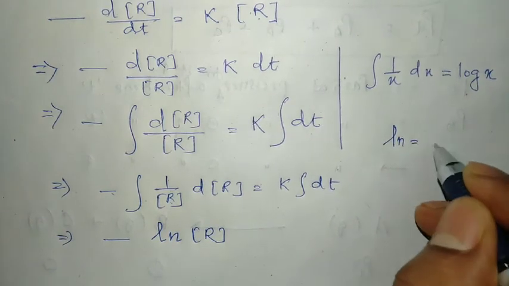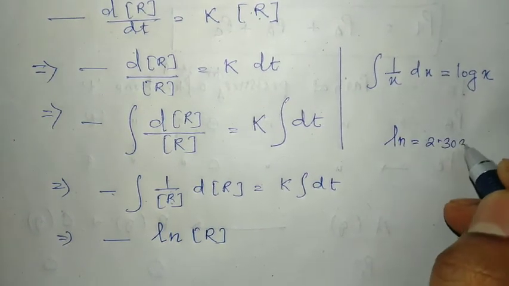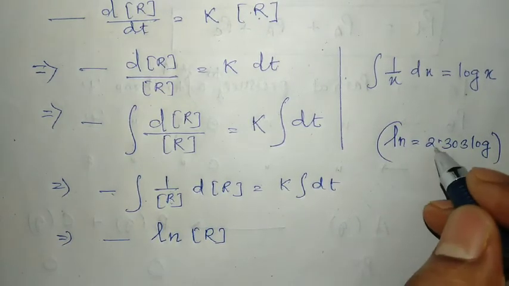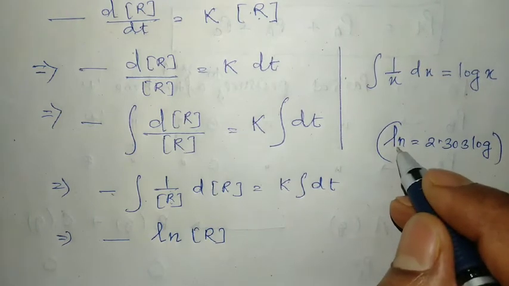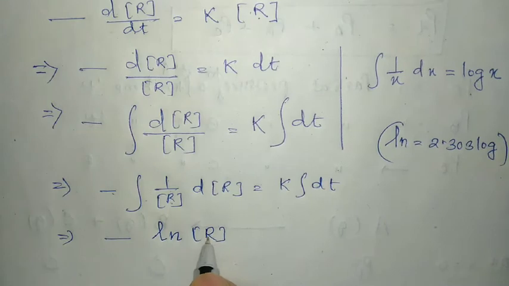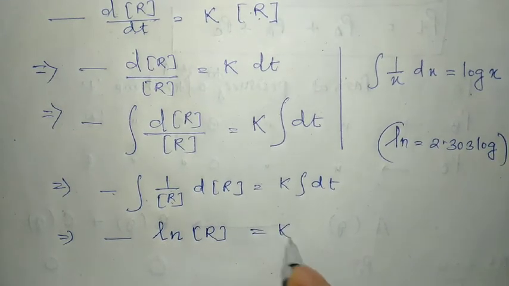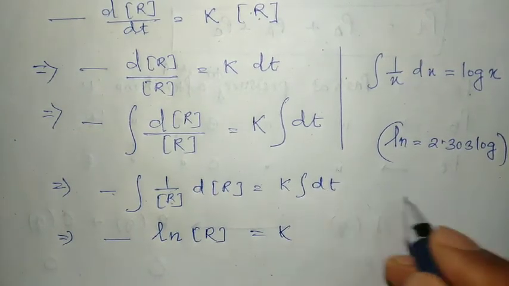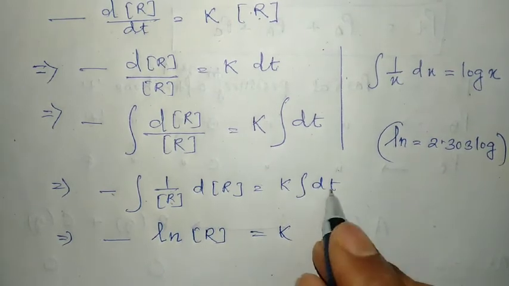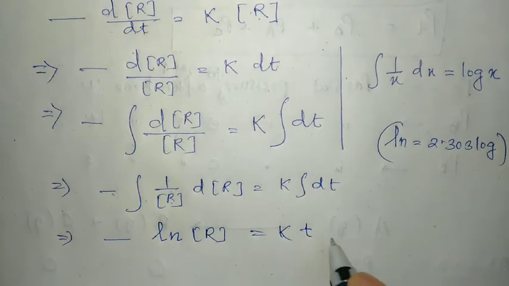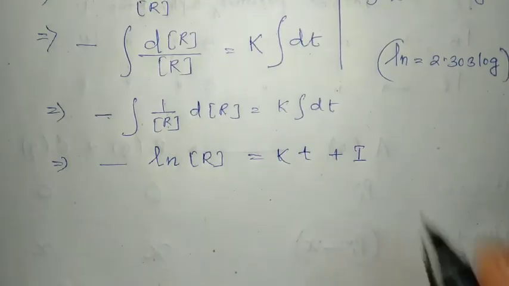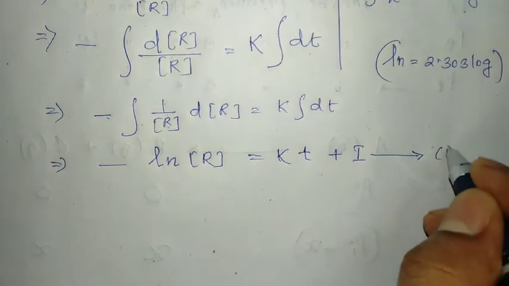ln equal to 2.303 log. So ln equal to how many log? 2.303 log. So minus ln concentration of reactant R equal to, this is integration of dt. This is similar to integration of dx. Integration of dx equal to x. So integration of dt equal to t plus I, where I is an integration constant. Suppose this is equation number 1.